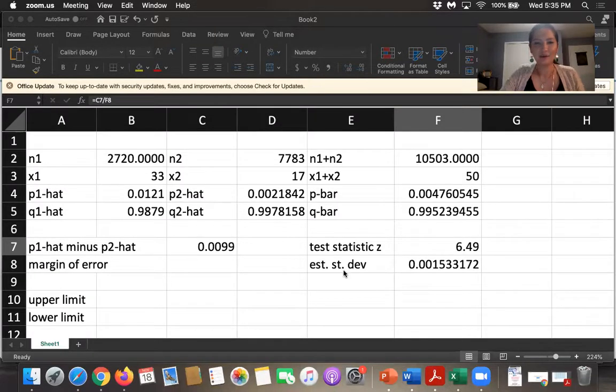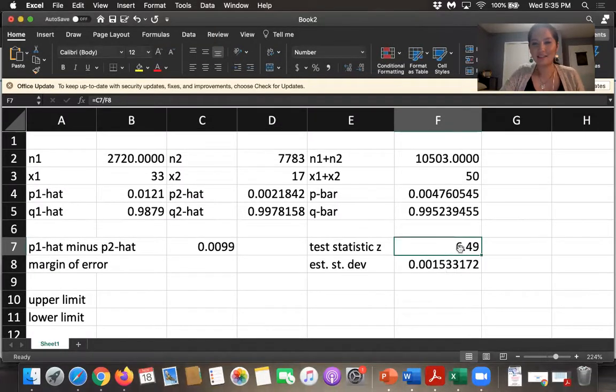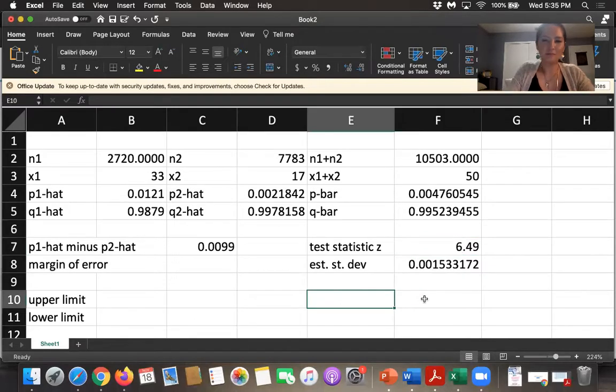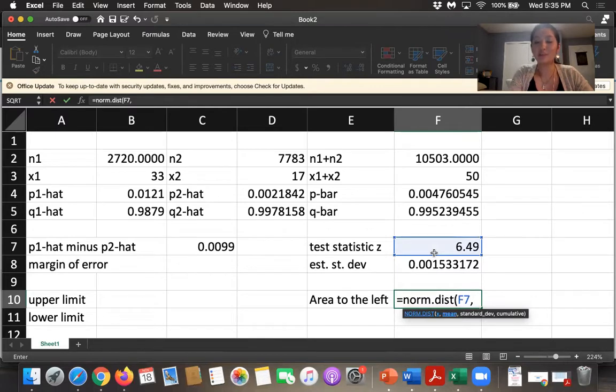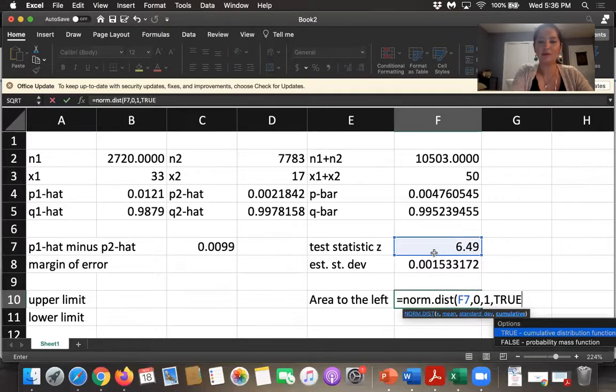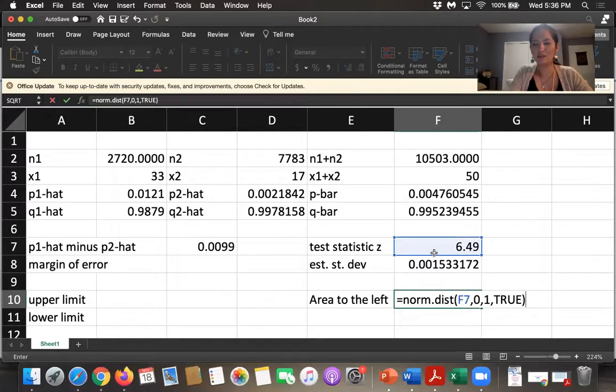Okay, so using Excel, if I want the area to the left of this z-score, actually I want the area to the right, but we can only compute the area to the left, at least initially. I'm going to use the norm.dist function. So we type equals norm.dist, open parentheses, and then choose your test statistic. And then you want the mean of that distribution. Well, it was a standard normal distribution, so the mean is 0, the standard deviation is 1. And we want to say, yes, true, I want the cumulative area to the left.